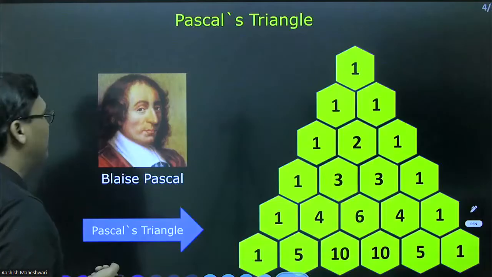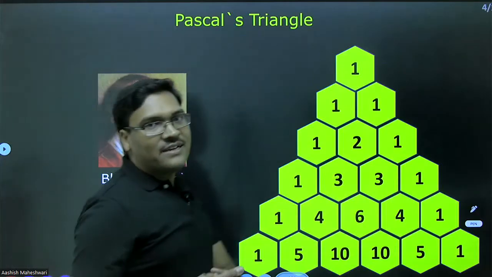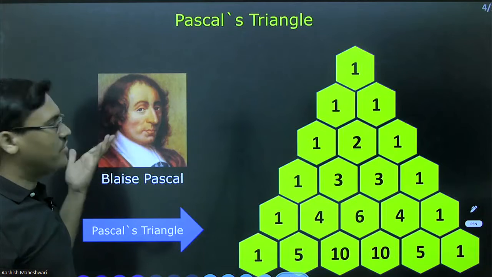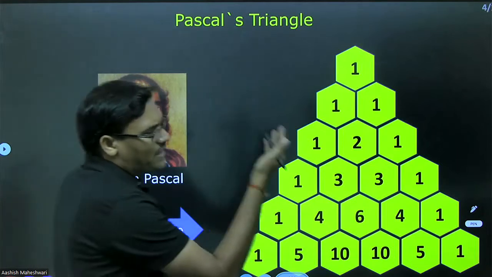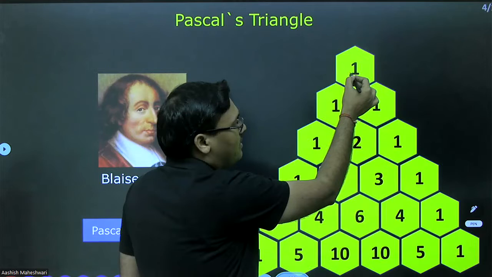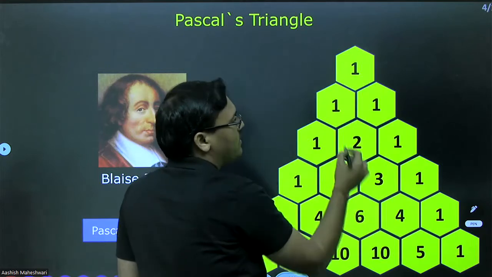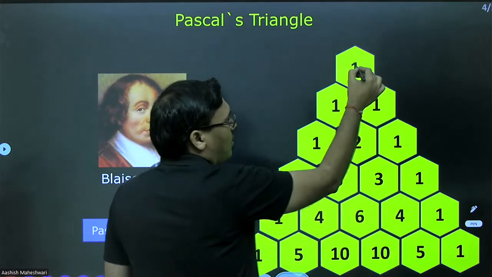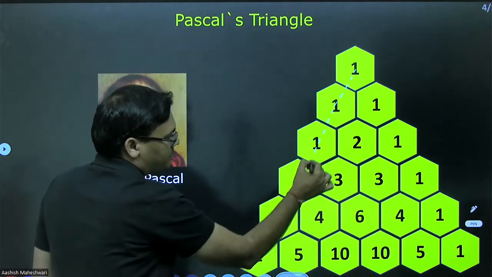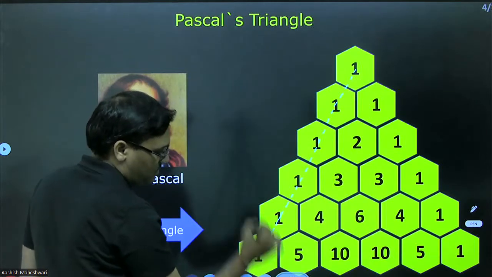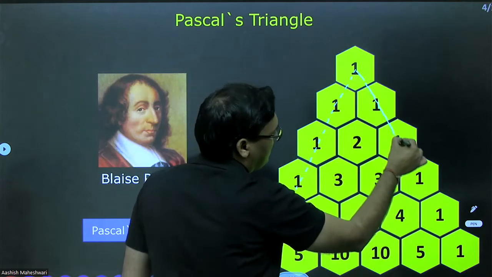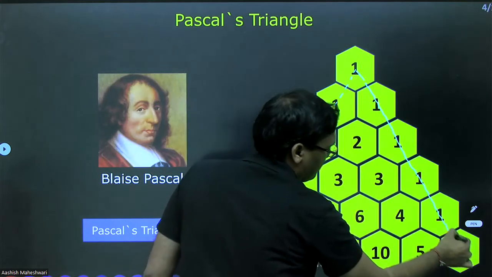So now, what is Pascal's triangle? This was given by Blaise Pascal, a very famous mathematician. If I write, let's say, this is 1, then I again write 1, 1. Now you see the pattern. On this side of the triangle, I am just writing 1, and on this side of the triangle, I am writing 1.